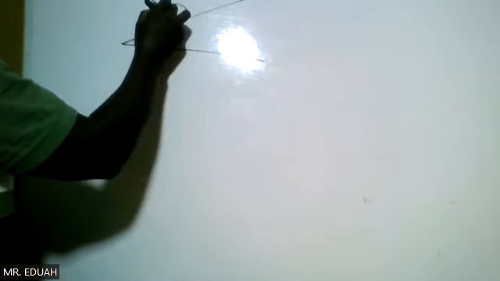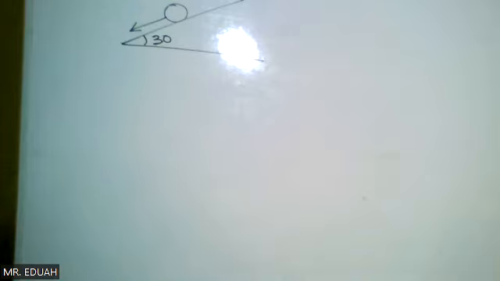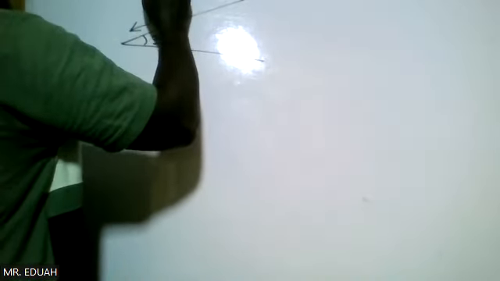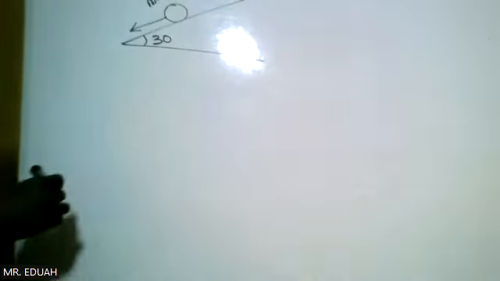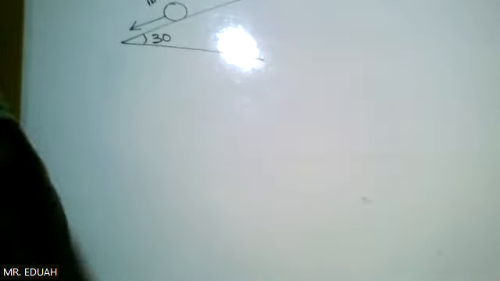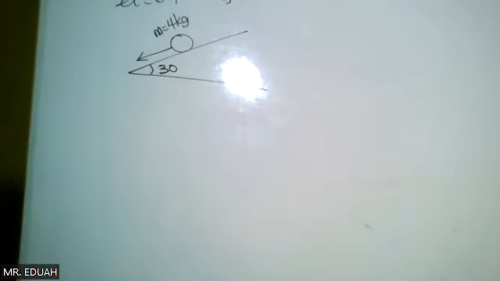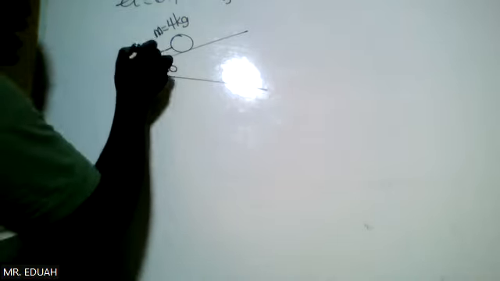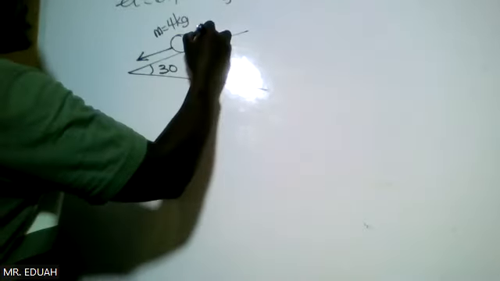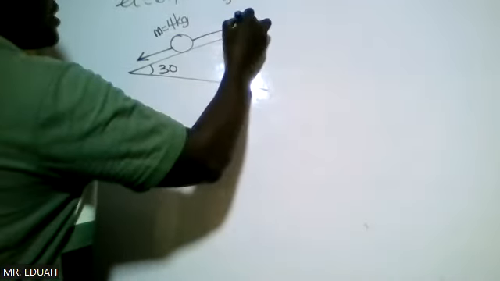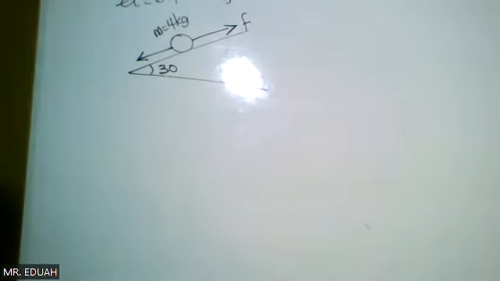We are told there's a ring that slides down. The mass is 4 kg, and the coefficient of friction on the surface is 0.1, mu is equal to 0.1. What is the acceleration? Once the ring slides down, the opposing force is in the opposite direction. Friction will be here.